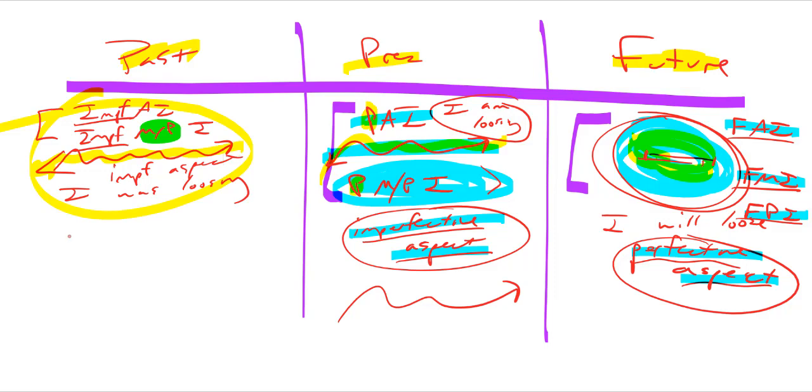We also learned the aorist, right? And with the aorist, we had the aorist active indicative, the aorist middle indicative, and the aorist passive indicative.